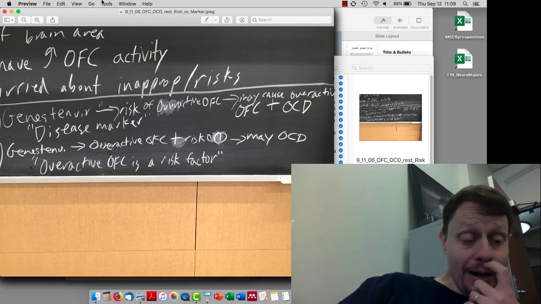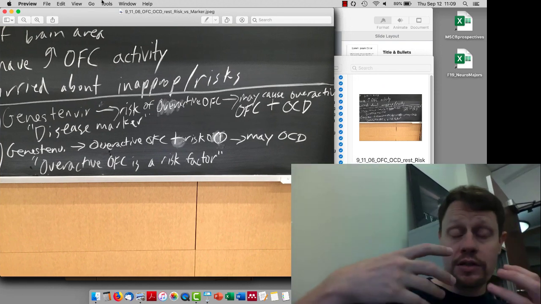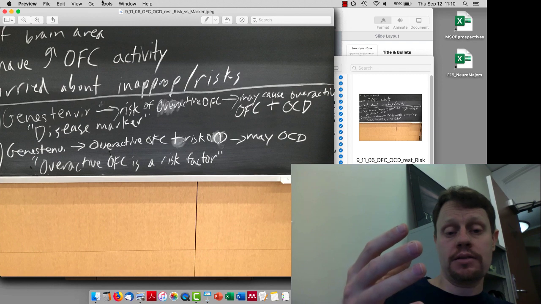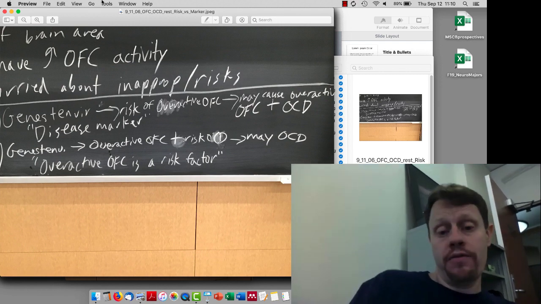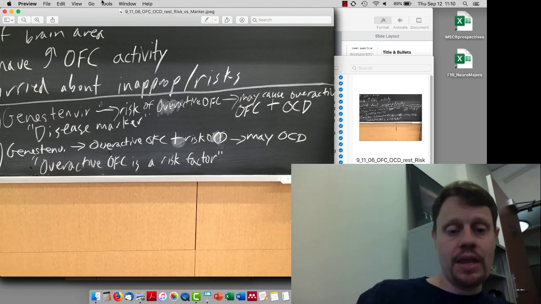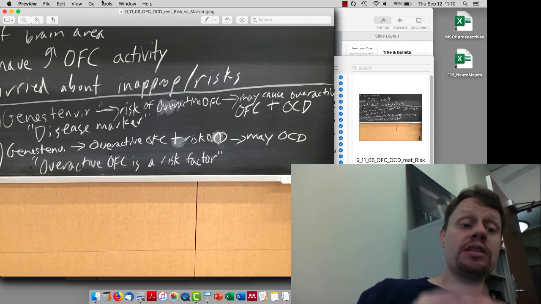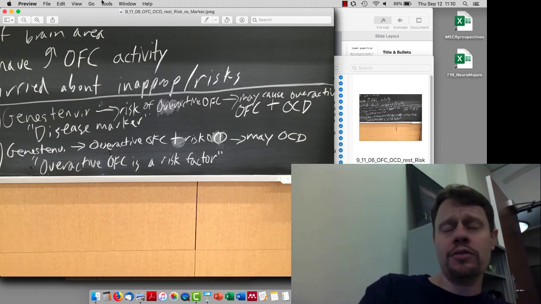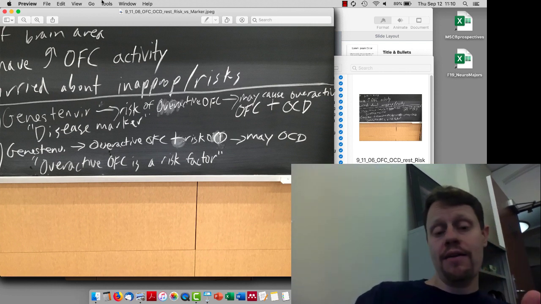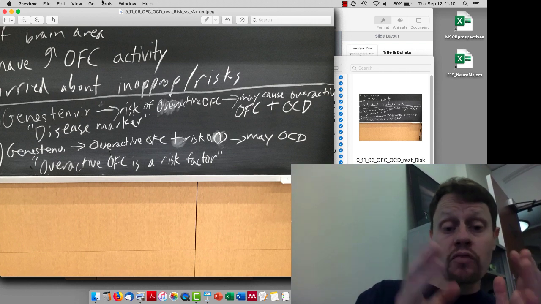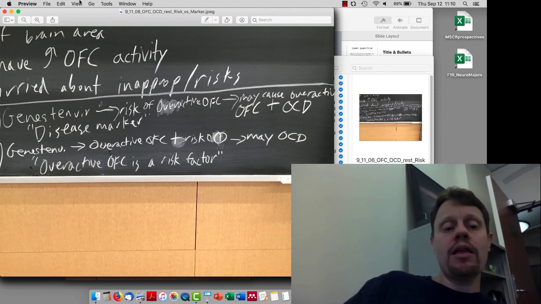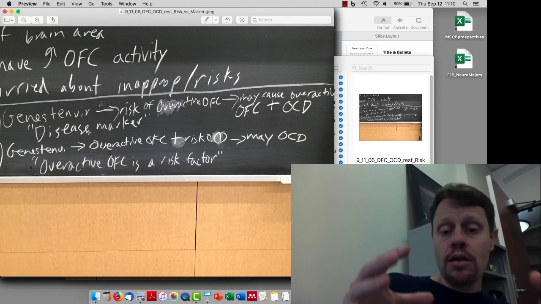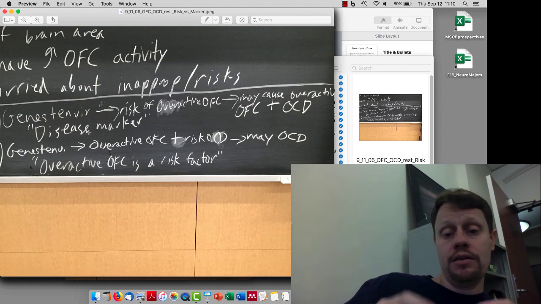Alternatively, it's possible that with the genetic risks or environmental risks or whatever, everybody with those risks gets an overactive orbital frontal cortex. But only some of the people with those risks actually get OCD. And so then we would say that in addition to the genes being a risk factor, the overactive orbital frontal cortex is a risk factor too. If I see somebody with an overactive orbital frontal cortex, I don't know for sure that they have OCD, but I can say that they're at risk of OCD. In other words, the overactivity goes along with the risk, but only some people with the overactivity develop OCD.